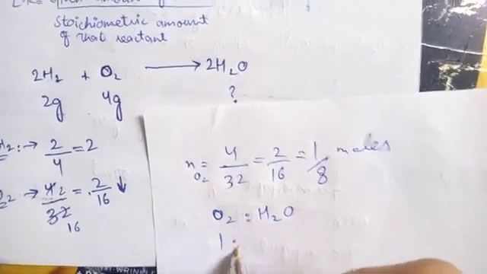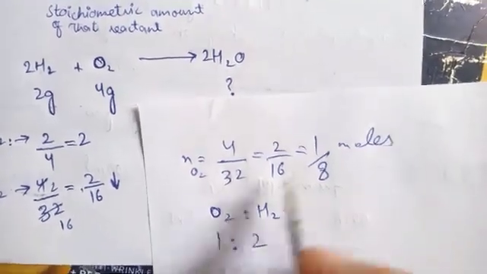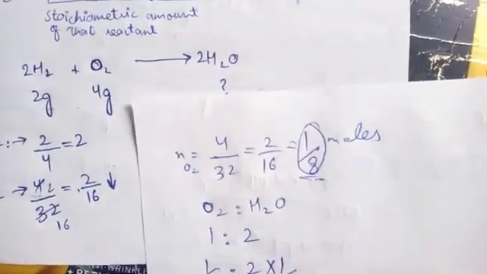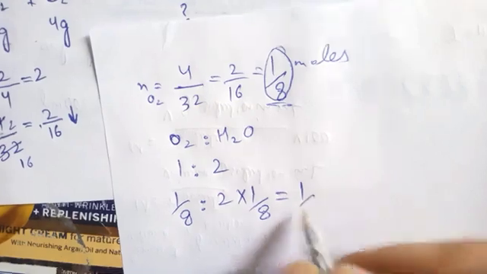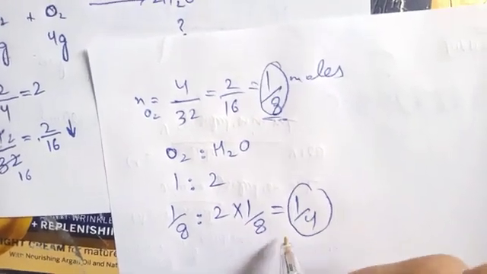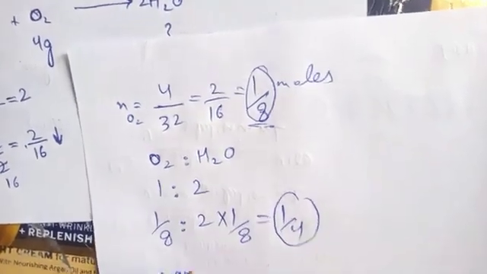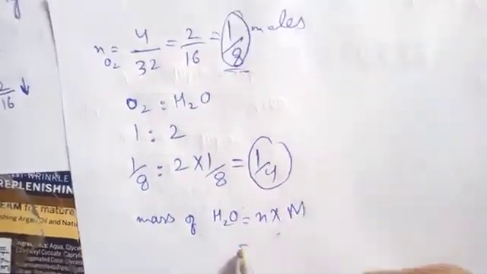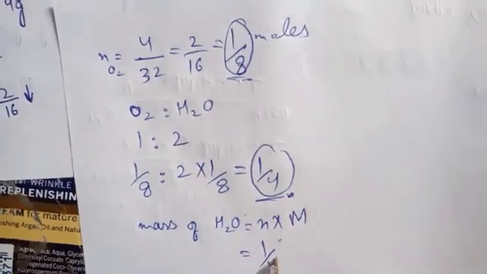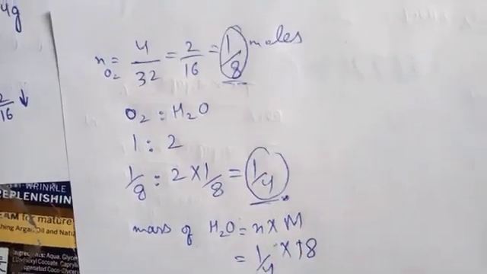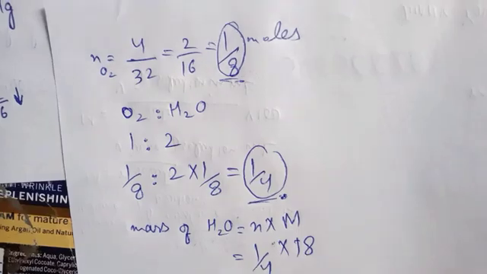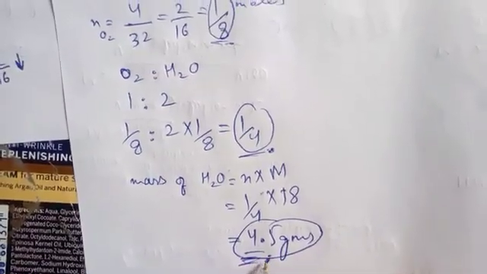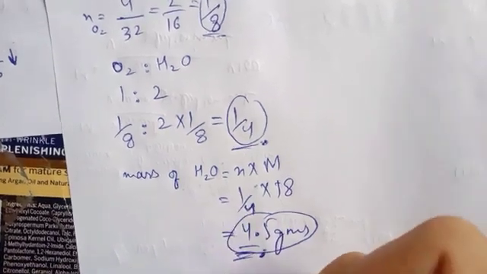In the balanced chemical equation, the mole of O2 is 1 and the mole of H2O is 2, but the given mole is 1 by 8, so 1 by 8 multiplied here by 2. We found the moles of water is 1 by 4. The mass of water formula is number of moles multiplied by molar mass. Number of moles is 1 by 4 multiplied by molar mass 18. By calculating this, we found 4.5 grams, so the answer is 4.5 grams.